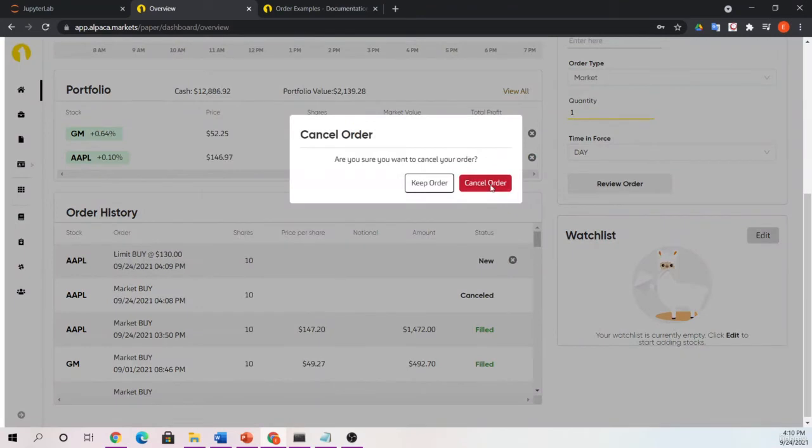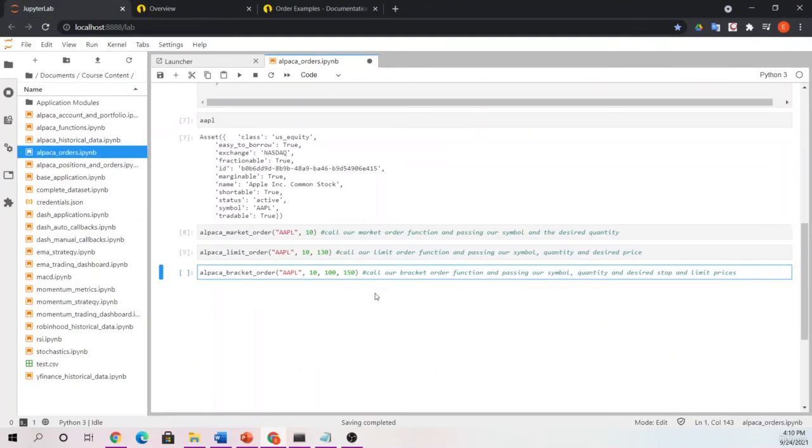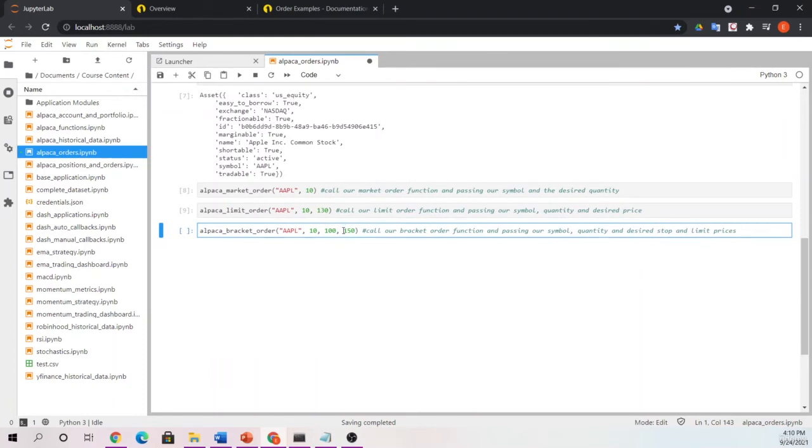I'm going to go ahead and cancel this order and then run our last order type, which is our bracket order. So with this, I don't know if Apple's trading at 150 or not for the day, so I'm going to go ahead and make this something like 175 for our profit target.